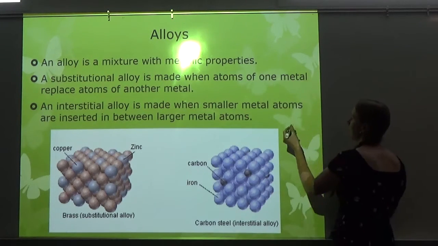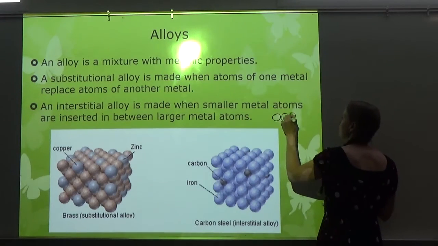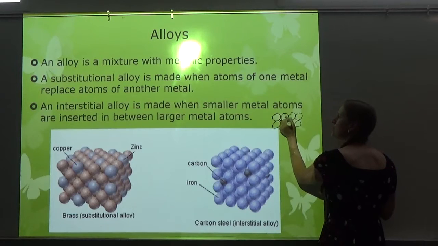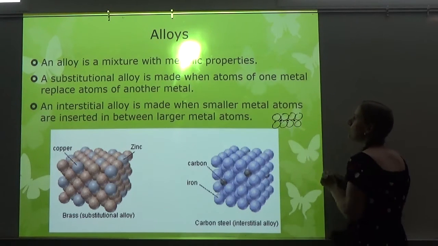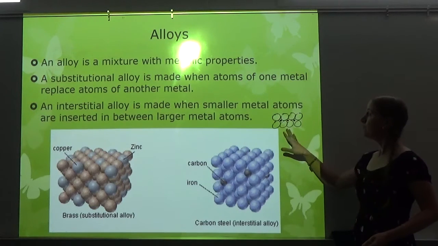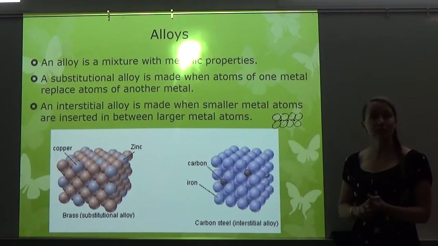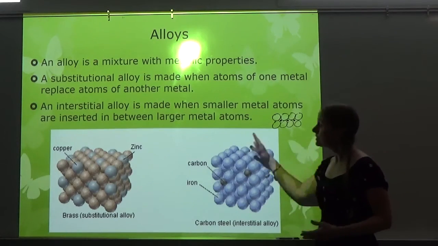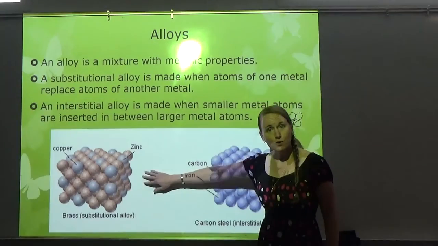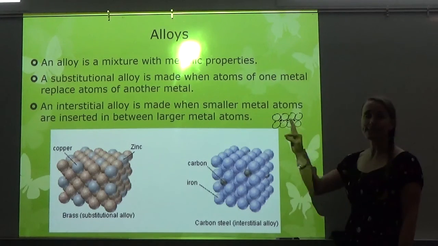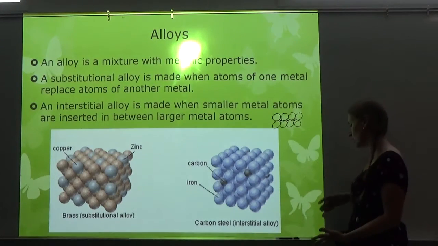Let me just draw a picture of it because these pictures that I found online aren't very good. You have smaller metal atoms that insert themselves in between the larger metal atoms. This type of alloy would occur if there is a large difference in the size of the atom or the radius. If they're of similar size, they tend to make a substitutional alloy. If they are of different sizes, the smaller ones tend to insert themselves in between the larger ones.